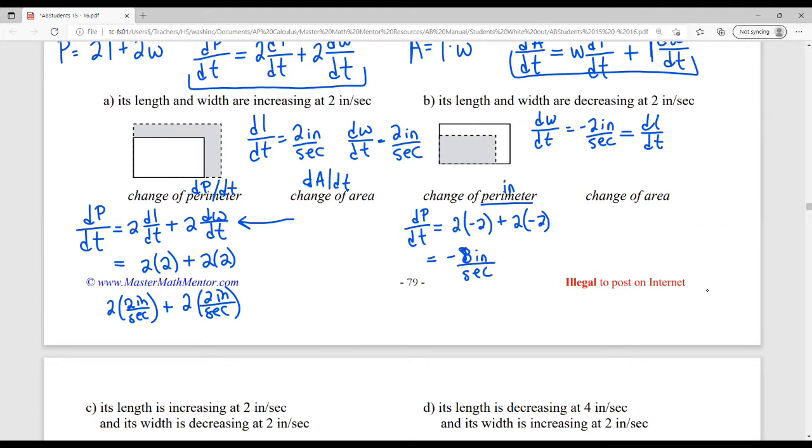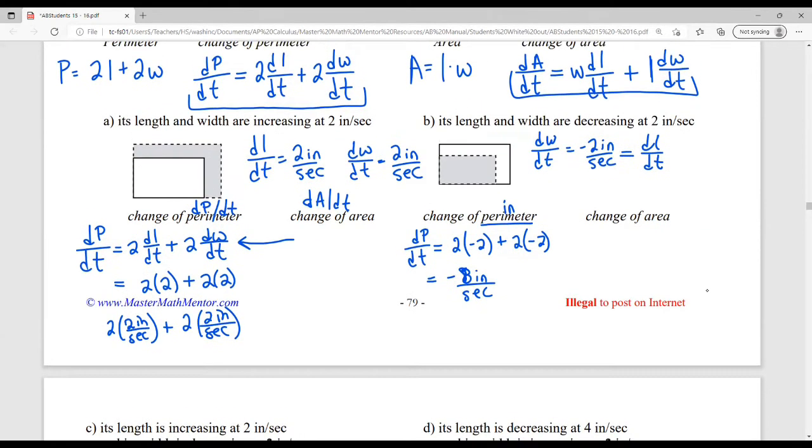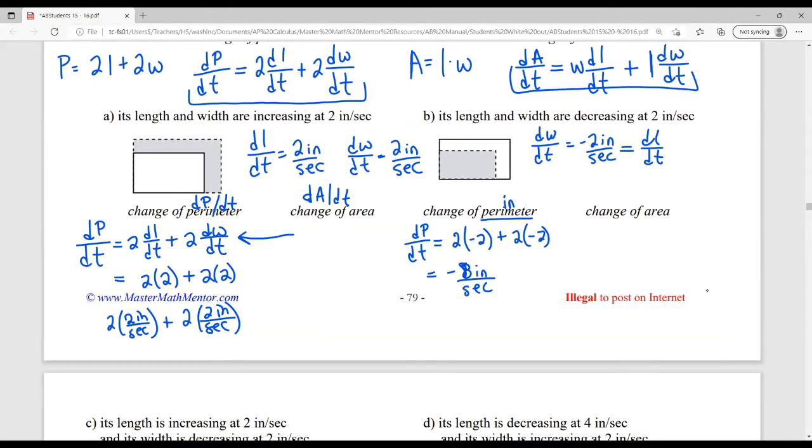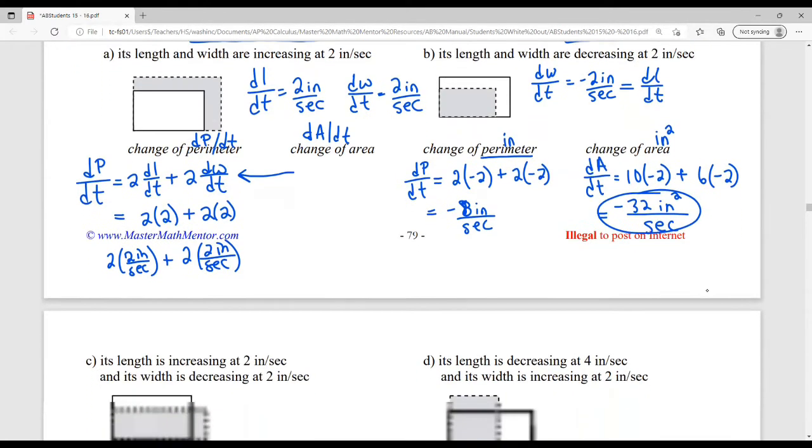All right, change of area. We're going to use the W dL/dt plus L dW/dt formula. So dA/dt is equal to the width, we said it was 10, times the length changing at negative 2 inches per second, so we're looking at this formula right here, plus the length, which was 6, times the width changing at negative 2 inches per second. So we end up with negative 32 inches squared. Area would be units squared per second. And that's how the area would be changing at that moment.